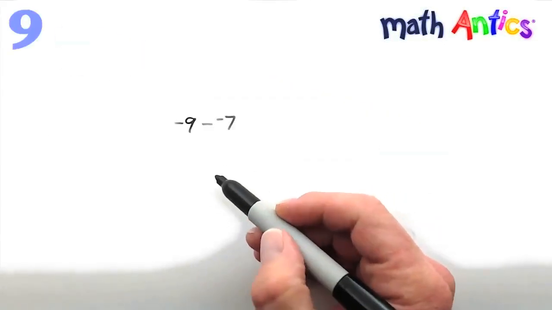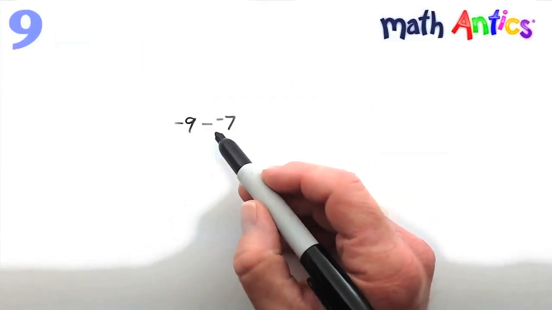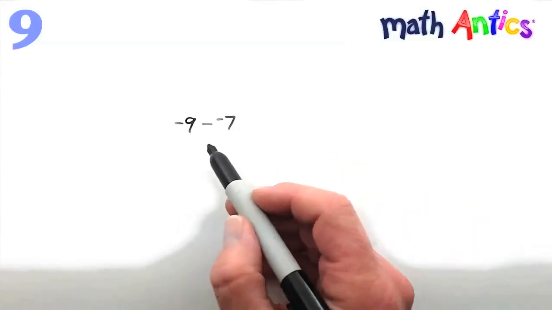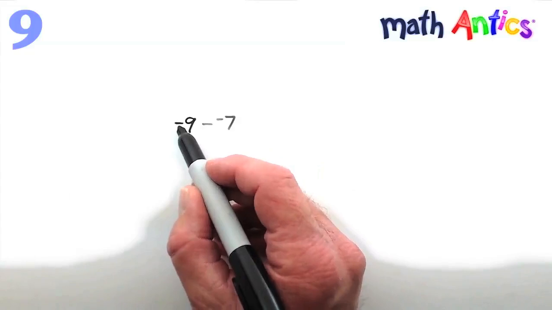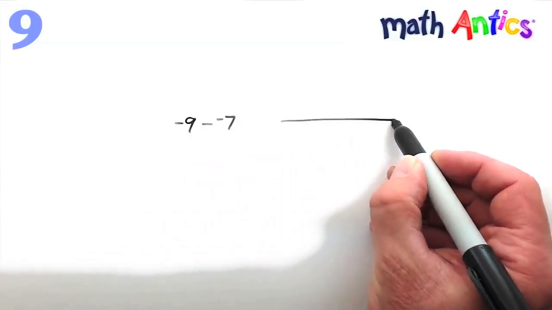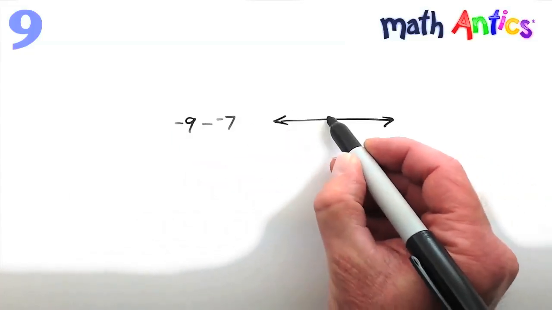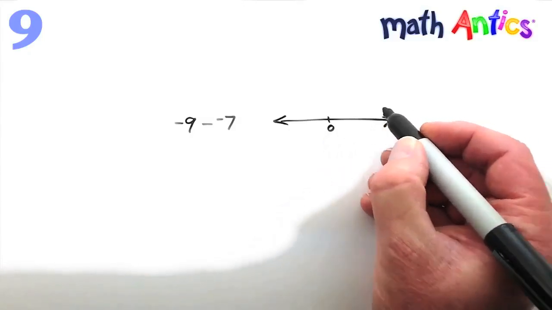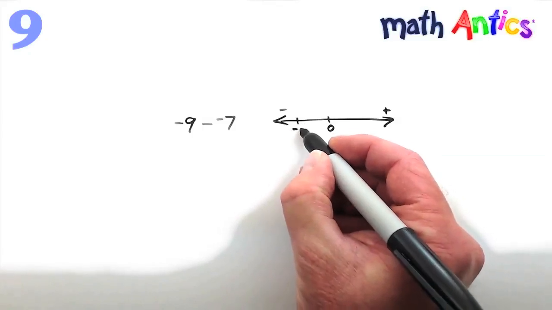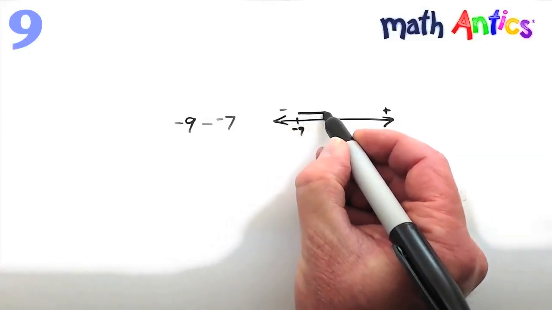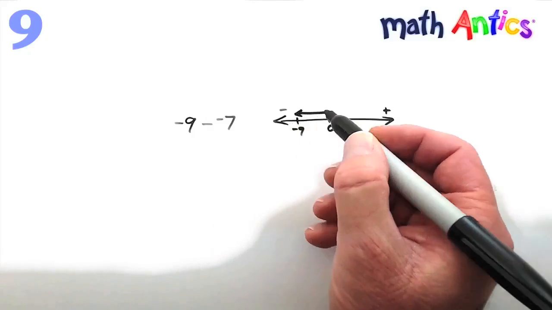In our next problem, we have negative 9 minus negative 7. So we have a lot of negatives in this problem, and we can see here that we're starting out with a negative, negative 9. So let's draw our number line again so that we can visualize what's happening in this problem. We're starting with a negative 9, so that's going to be down about here somewhere. We'll put negative 9, and this arrow will represent that amount we're starting with.